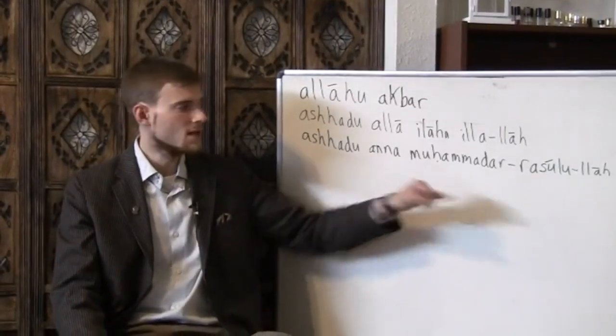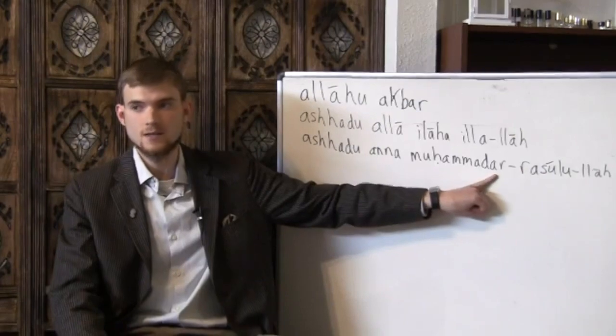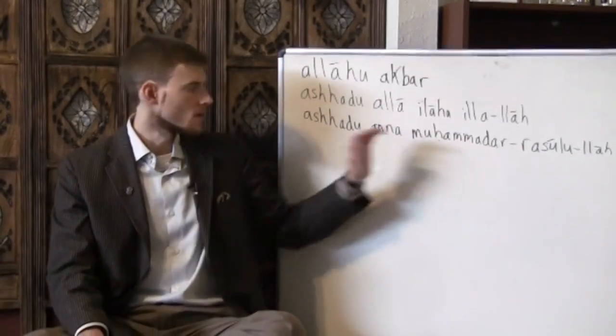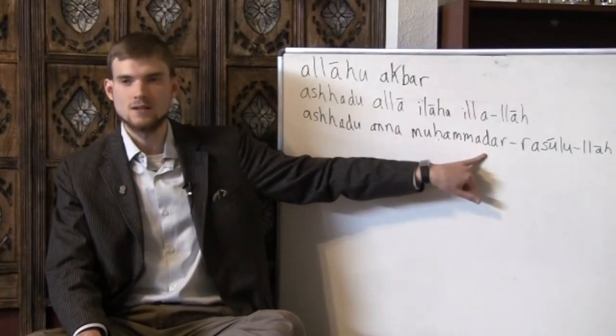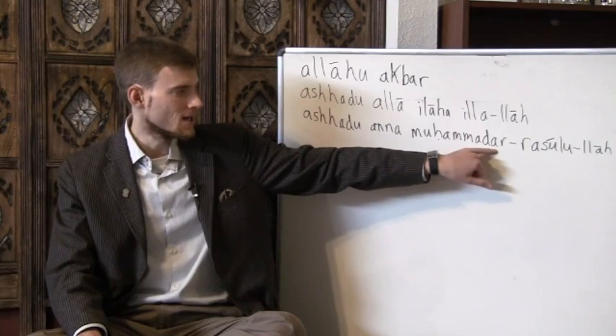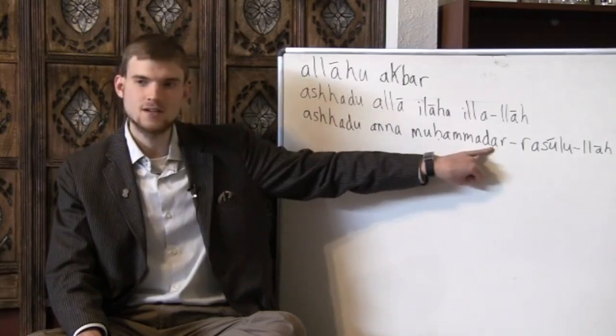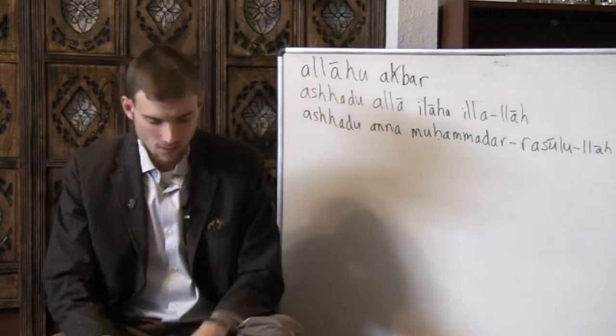Anna in front of it, sometimes we might hear them saying Anna Muhammadur Rasulullah. They might think that's correct, but it's not. The correct is Ashhadu Anna Muhammadur Rasulullah. Once again, make sure this Ra doesn't make this fatha, this A, heavy, because it comes after a light letter, the Dal. Ashhadu anna Muhammadan Rasulullah.